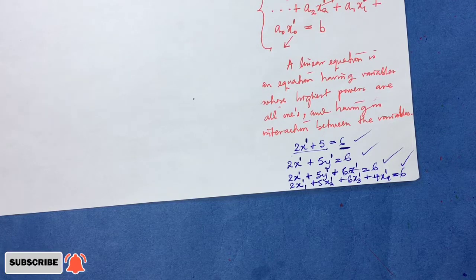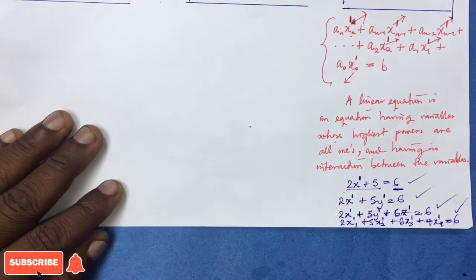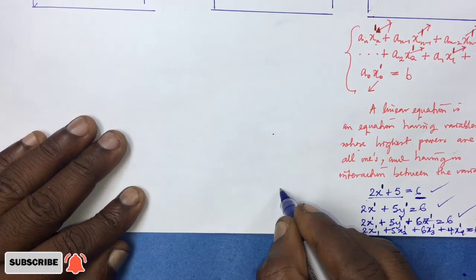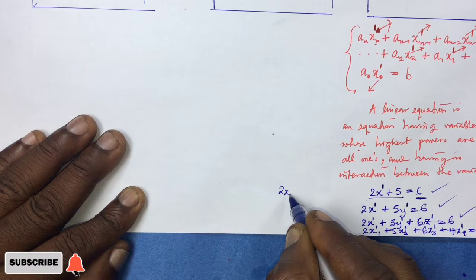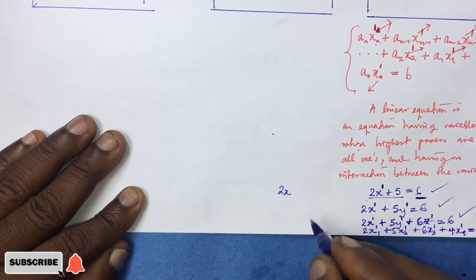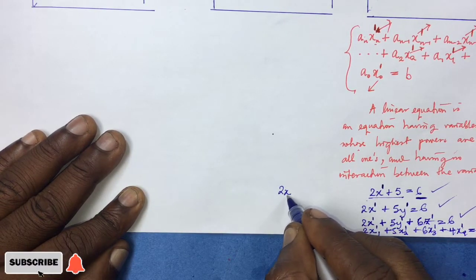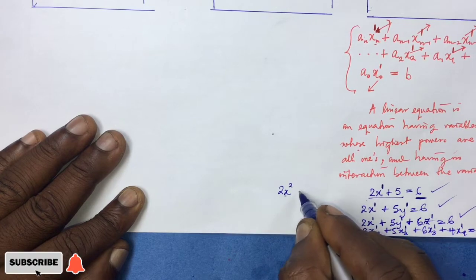But in any case, provided you know that linear equations can have more than one variable, what is important is that the highest power of the variable must be 1 for it to be linear. Two, another thing that makes it linear is that there must be no interaction between any two variables. So there must be no interaction between x and itself. So you cannot have this.